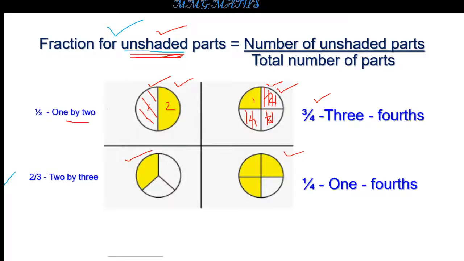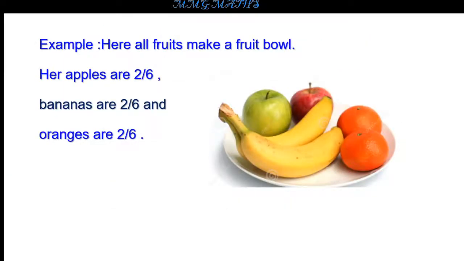Okay, moving to the next page. So here we have one example. Here all fruits make a fruit bowl. Now here you have to write the fraction for apples. So you can see here the total number of fruits: 1, 2, 3, 4 and 5, 6. So first you have to write the fraction for apples. So 2 apples are here, so 2 by 6. And now here I have written 2 by 6 for banana, and after that you can see here we have 2 oranges, so the fraction for oranges will be 2 by 6. Okay, moving to the next page.